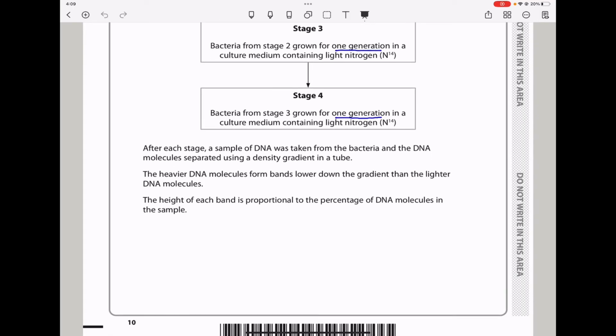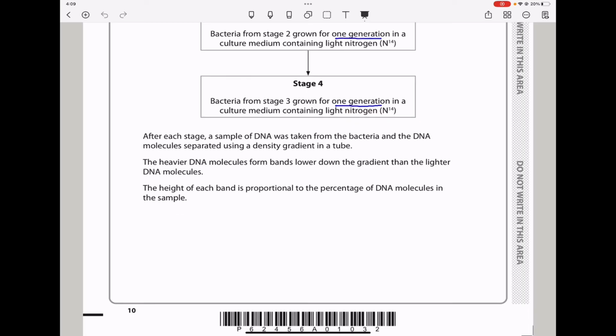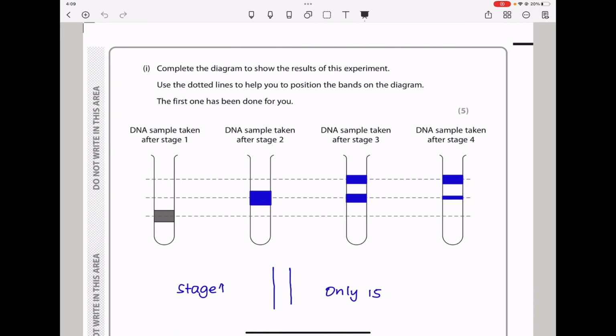After each stage, a sample of DNA was taken from the bacteria and the DNA molecules separated using a density gradient in a tube. The heavier DNA molecules form bands lower down the gradient than the lighter DNA molecules. The height of each band is proportional to the percentage of DNA molecules in the sample. They want you to complete the diagram to show the results of this experiment and use the dotted lines to help you position the bands on the diagram. The first one has been done for you.